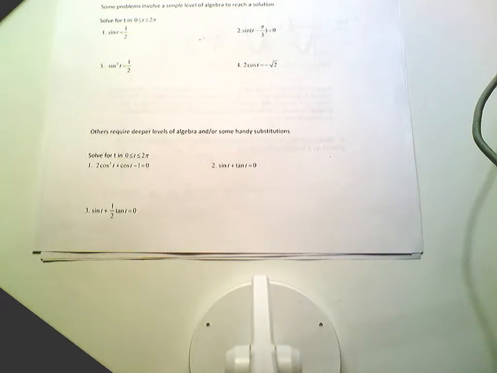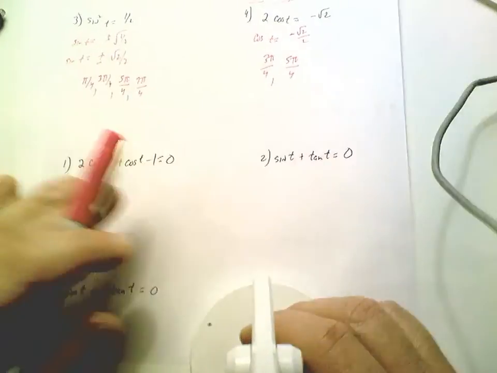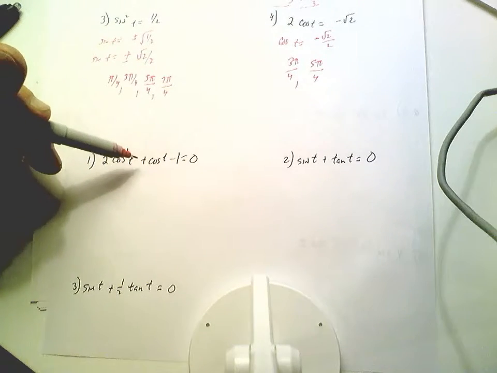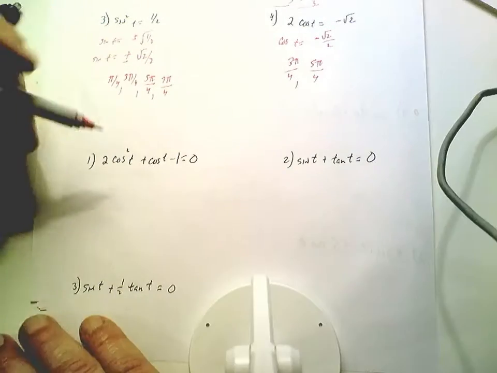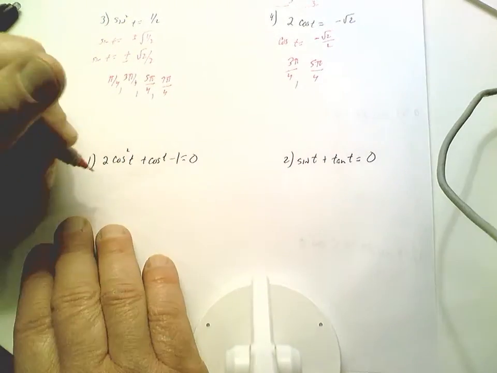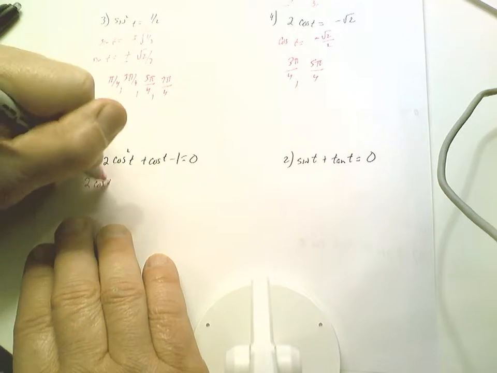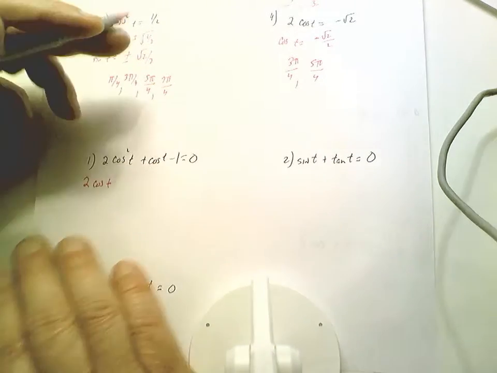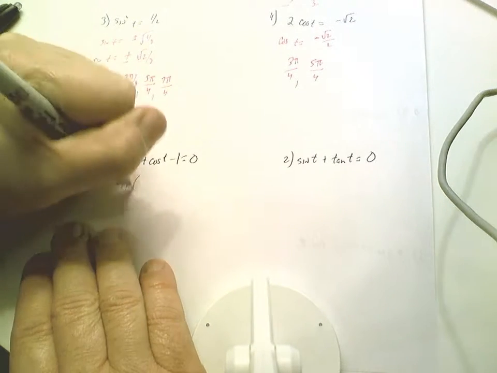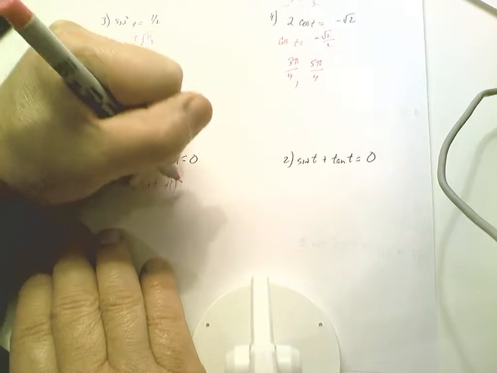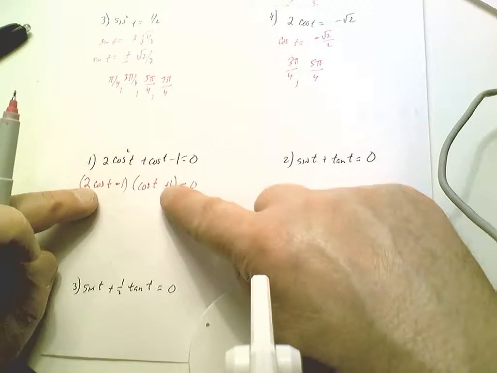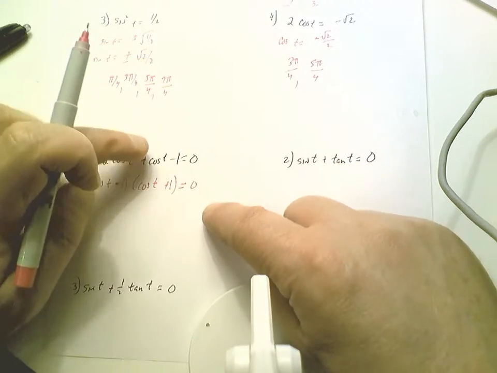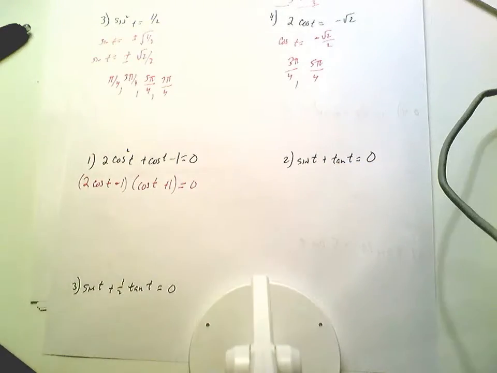So let's work through this next batch of problems. We might have to do some factoring or other things, or substitution. 2 cosine squared t plus cosine t minus 1 equals 0. This is a nice factoring version. You can do it with substitution, but I think most of us are good enough that we can see this: 2 cosine t minus 1 times cosine t plus 1 equals 0. Let's take a look. It's 2 cosine squared plus 2 cosine, minus cosine, there's my plus cosine, and there's my minus 1. This is nice.